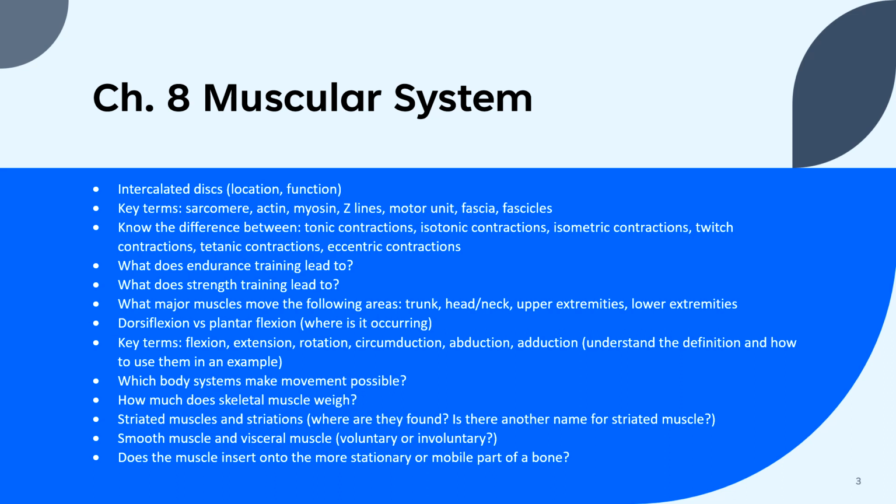Actin. Actin is also found on page 153. Actin is what our thin myofilaments are mainly composed of. It is a protein. So our thin myofilaments are composed mainly of the protein actin. Myosin is what composes our thick myofilaments. It is a protein that forms our thick myofilaments.